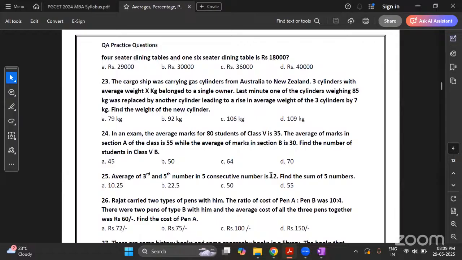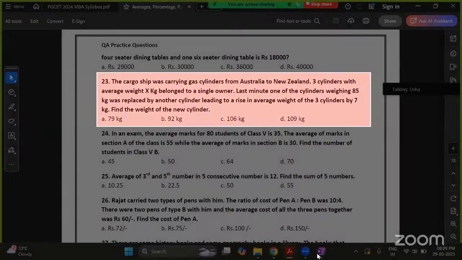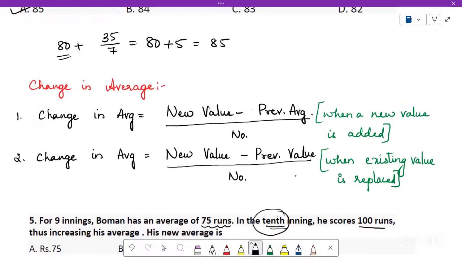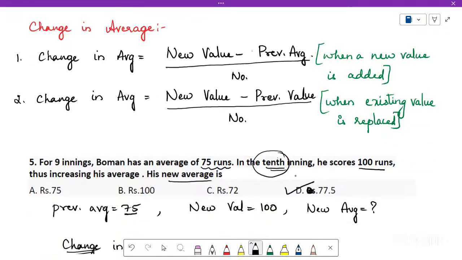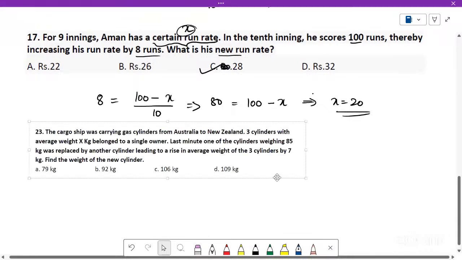So in all the three examples that we have seen, we have used the first formula of change in average, which is when we are adding a new value, right? The first formula is the one we need to use when a new value is added. We have solved three problems based on this. Now, when an existing value is replaced, we are going to use the second formula, which is new value minus previous value. We are not going to take the previous average. We will take the previous value divided by the number of values. So we'll solve a problem based on the second formula.